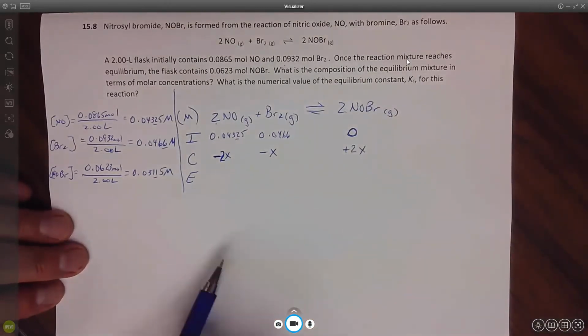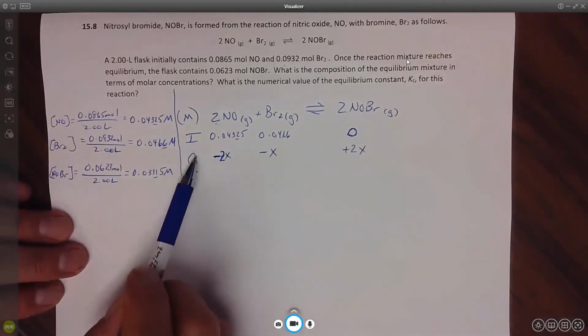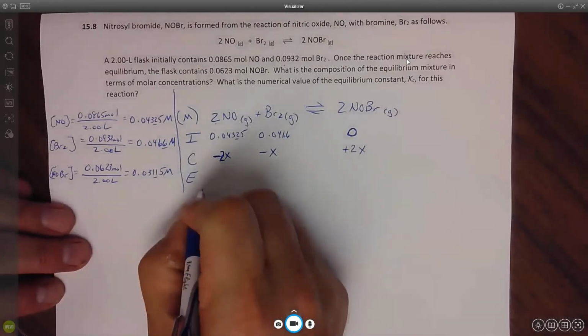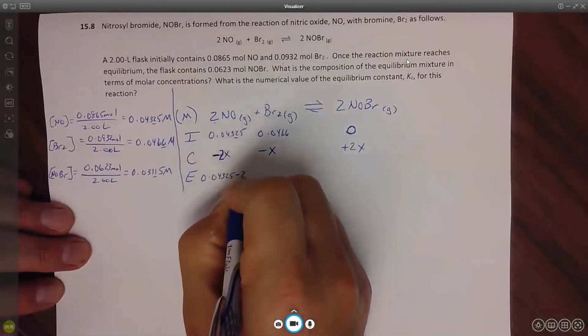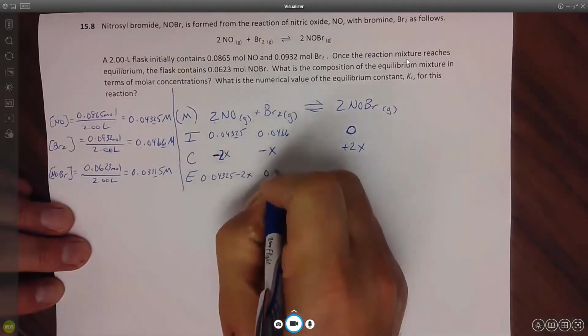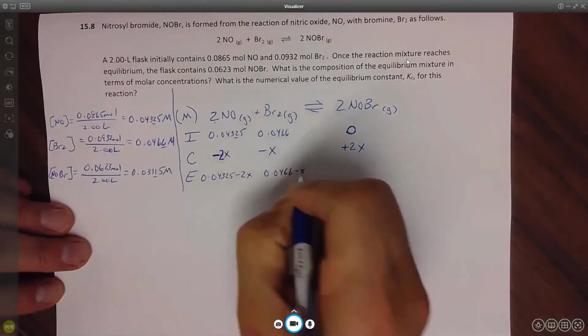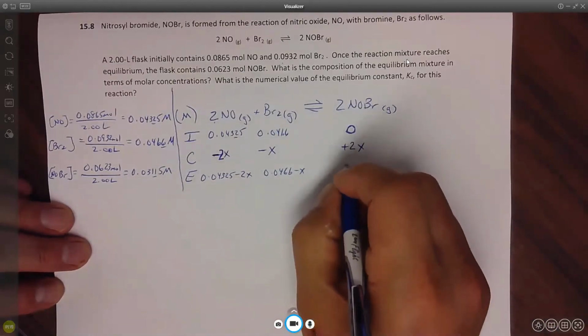At equilibrium, it's always the same. We're just going to add the initial and the change together. So that's going to be 0.04325 minus 2X, 0.0466 minus X, and 0 plus 2X is just 2X.